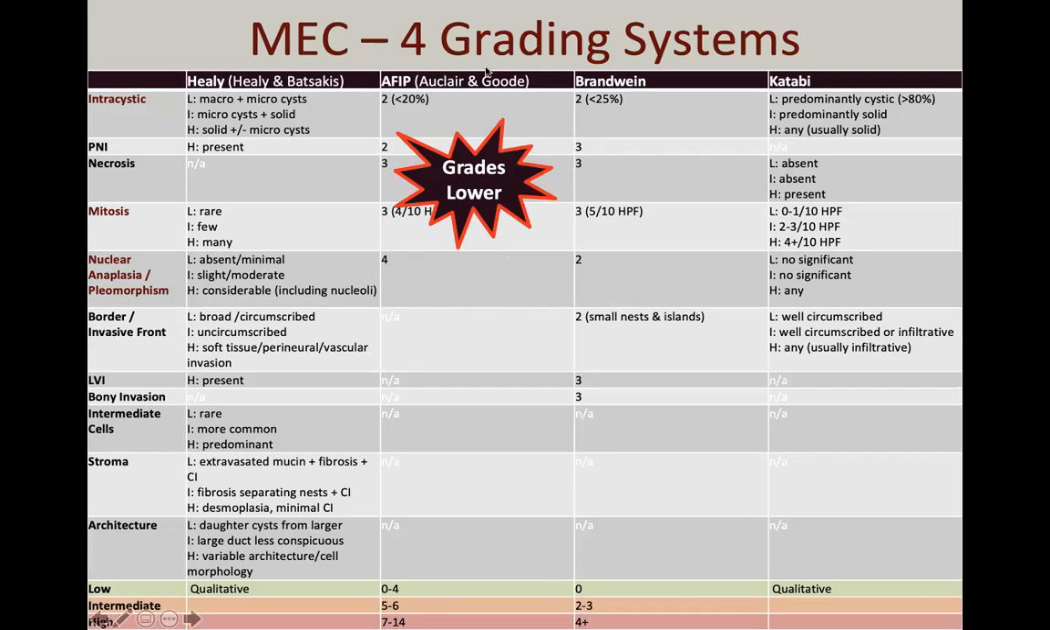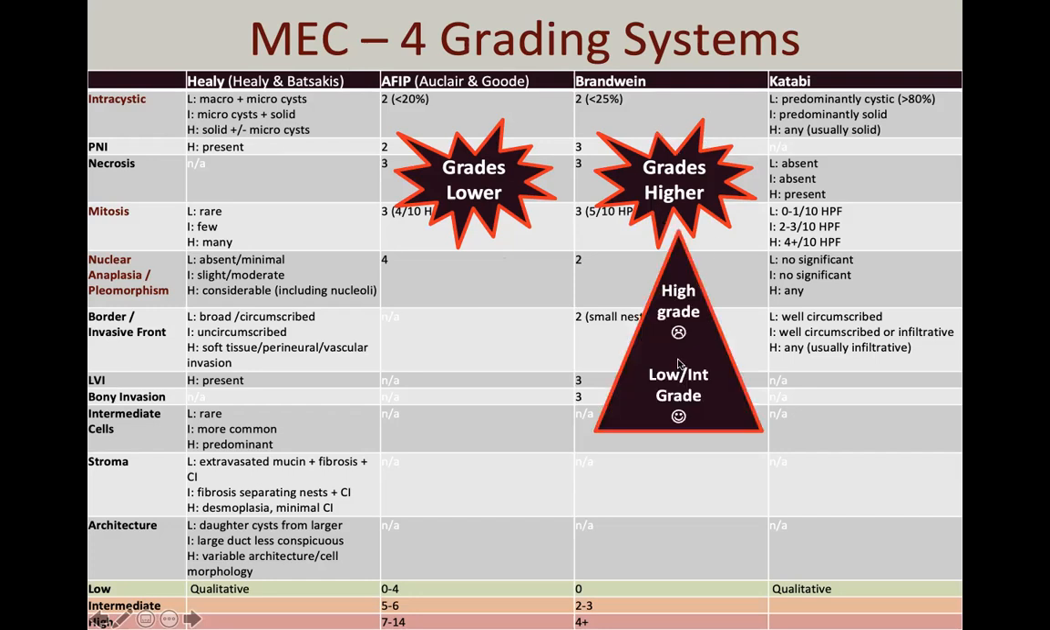We have found that the AFIP system generally assigns tumors lower grades, and generally the Brandwein system assigns tumors higher grades. So if you were to grade the same tumor across all systems, there are certain occasions in which one system might grade it low, one system might grade it intermediate, and another system might grade it high. And this is a significant problem in salivary pathology.